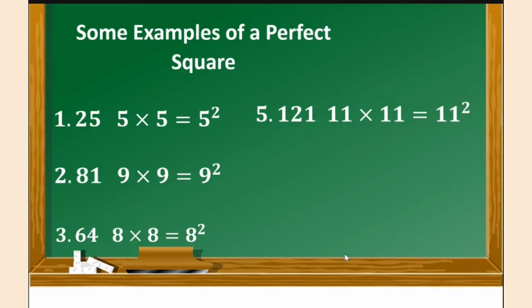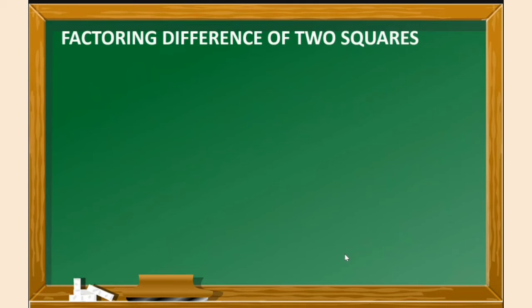So kapag nakita nyo 121, yung factor niyan or perfect square niyan is 11. How about 100? That is the perfect square of 10. Okay? Now, let's factor difference of two squares.